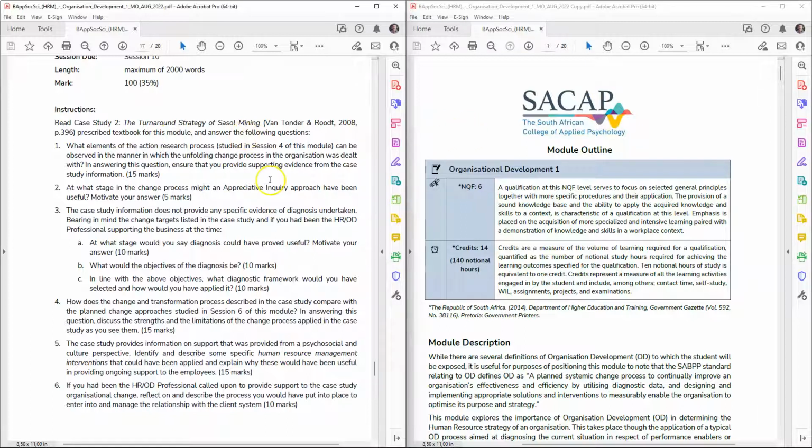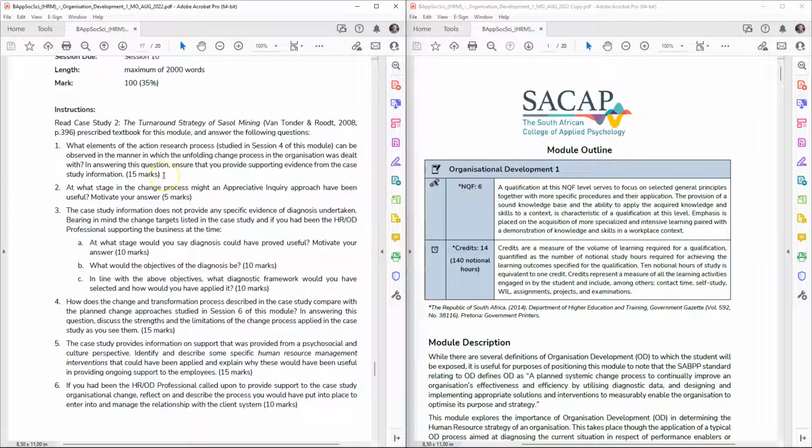So let's get back to the particulars of the assessment. The first question is: what elements of the action research process, which is what we looked at in session 4, can be observed in the manner in which the unfolding change process in the organization was dealt with? And in answering this question, ensure that you provide supporting evidence from the case study information.